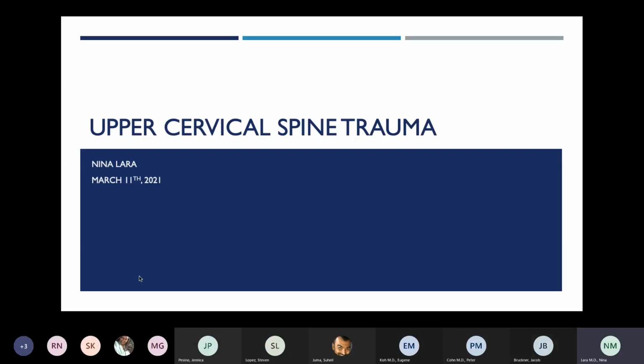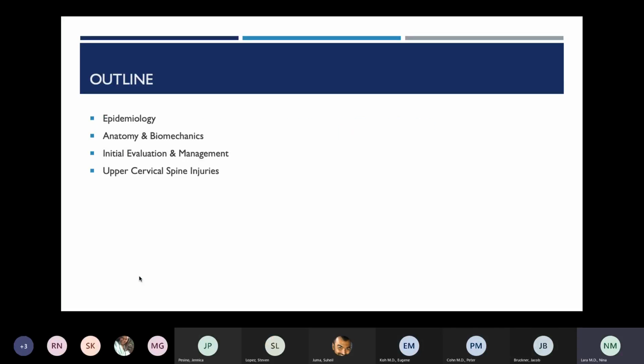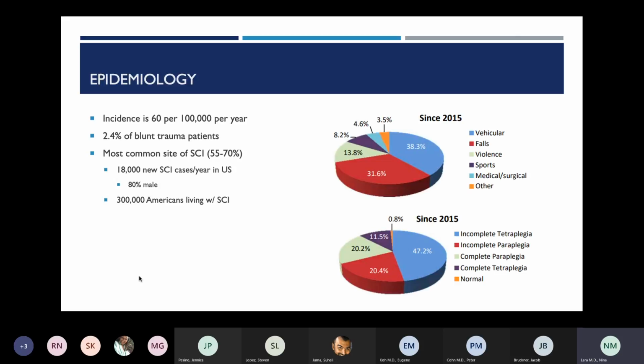I think in the next month we're going to talk about subaxial cervical spine trauma. So a little bit of outline. I'll talk briefly about epidemiology, anatomy, and the biomechanics, initial evaluation and management, and then specific upper cervical spine injuries.